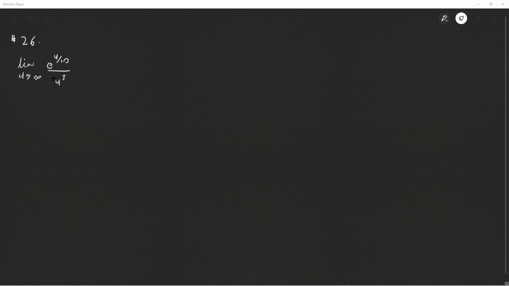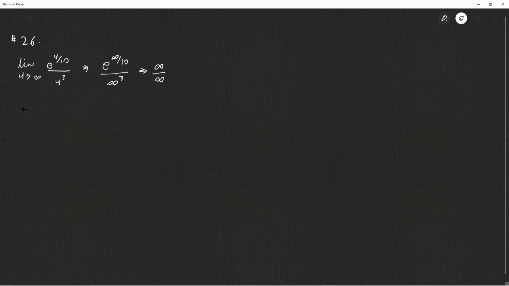So the first thing we're going to do here is test to see what would happen if we plugged in infinity, which would be e to the power of infinity divided by 10 divided by infinity cubed, which is just going to be equal to infinity over infinity, which is the other thing that we're looking for for L'Hopital's rule.